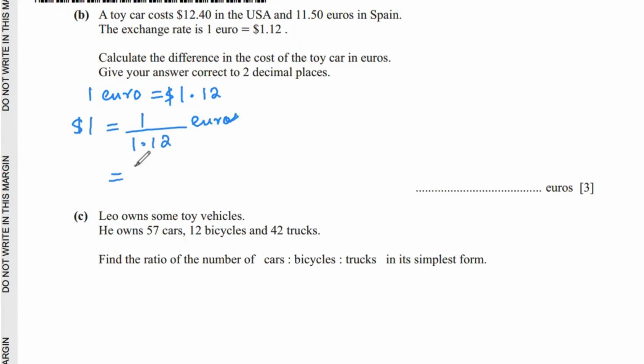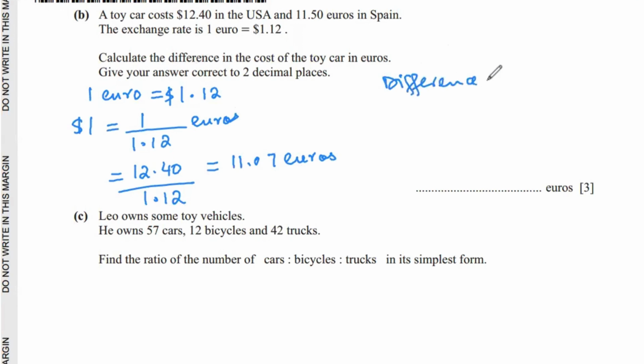So we do 12.40 divided by 1.12, and that gives us the value in euros, which is 11.07. Now to find the difference, 11.50 minus 11.07 is equal to 0.43 euros. That's the answer.